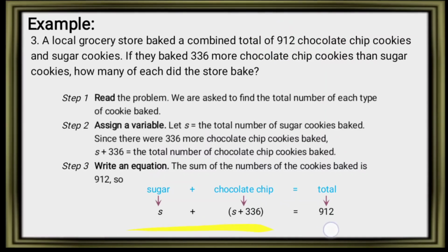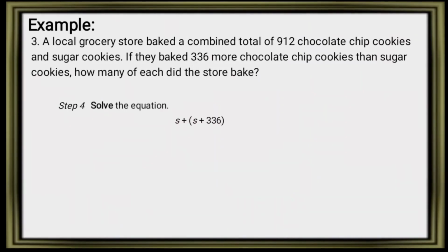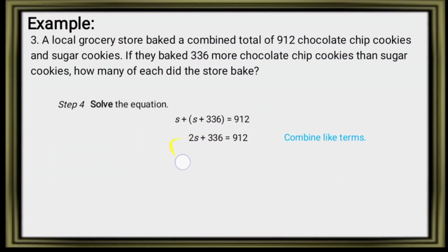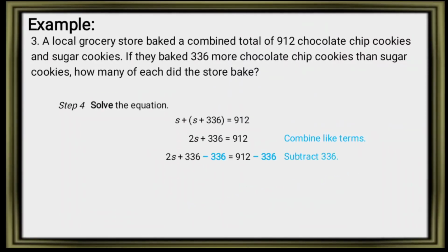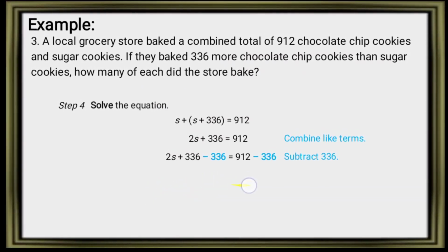So let's solve this equation. Let us solve S plus S plus 336 is equal to 912. So combine like terms, S plus S is 2S plus 336 is equal to 912. Then let's isolate S on the left side. So to make it possible, we have to subtract 336 from both sides. 2S plus 336 minus 336 is equal to 912 minus 336.